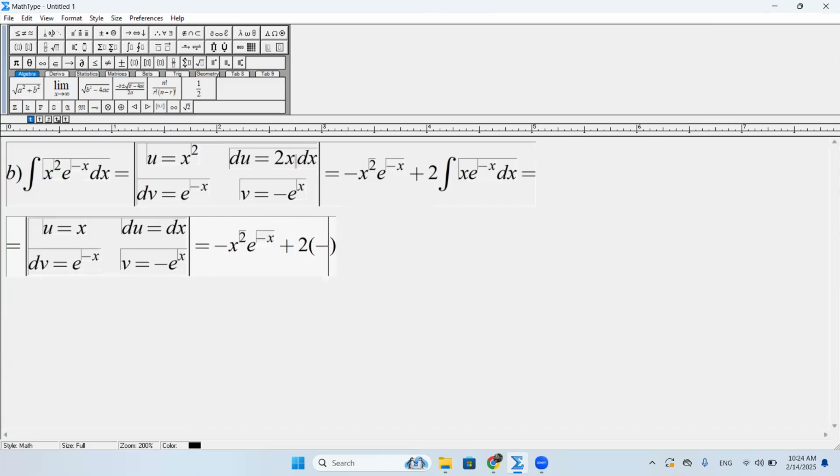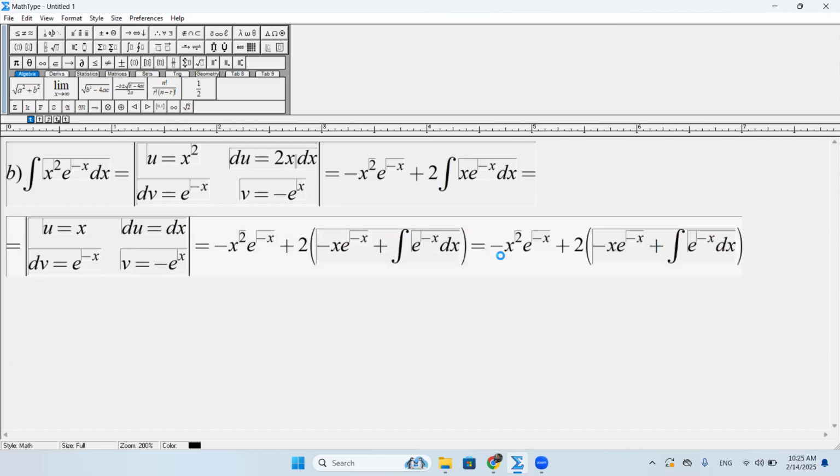And now plus 2, and what do we have? So uv is minus x by e to the power of minus x, plus the next integral, e to the power of minus x dx. Make more beautiful brackets. So I guess nothing was lost, yeah. And now we can calculate this integral. This is almost a table integral.